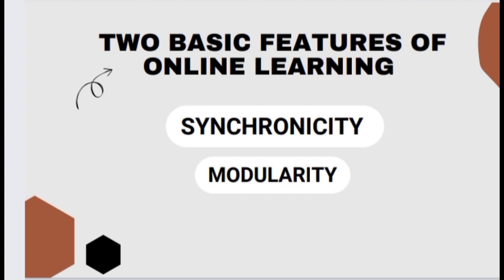There are two basic features of online learning: synchronicity and modularity. Synchronicity takes place when two or more people are communicating in real time, while modularity is a style of instruction based on modules, independent units made up of learning projects.